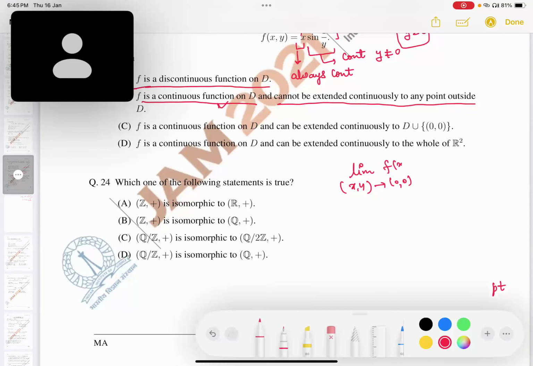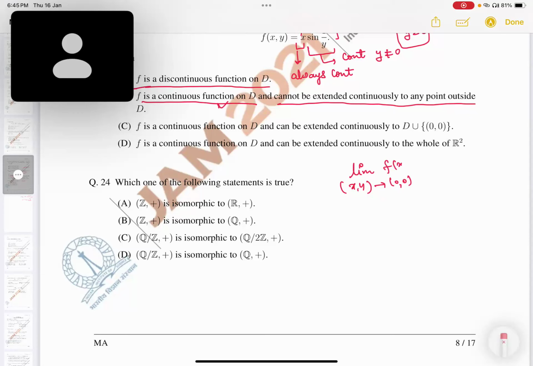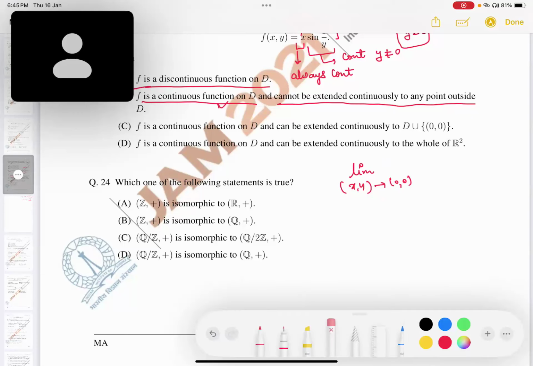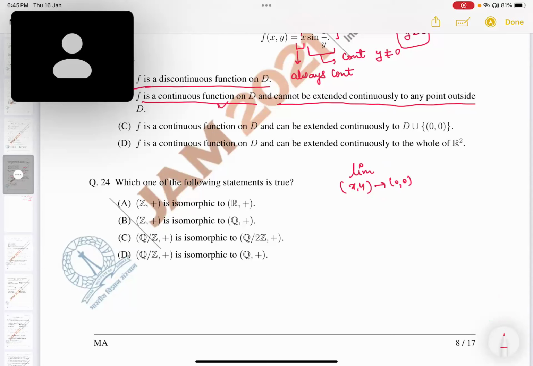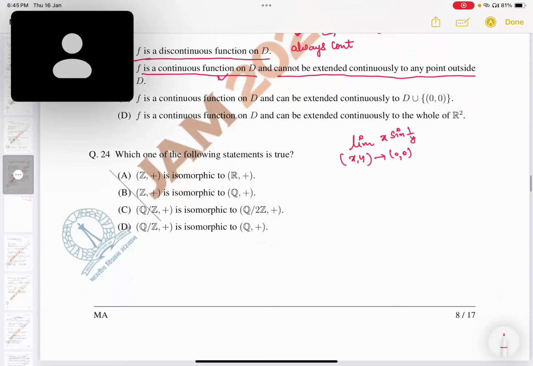So I can directly write the function. So the function is x into sine 1 by y, right? So if you observe that, again you can use that this function is a bounded function, right? This function is going to 0. So in total the limit will be 0.